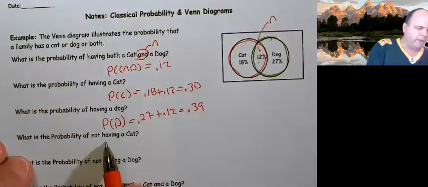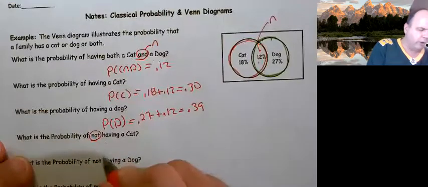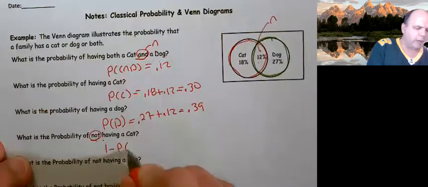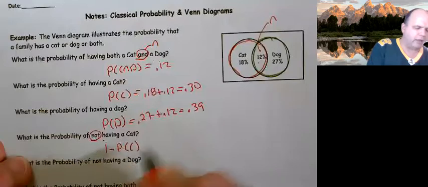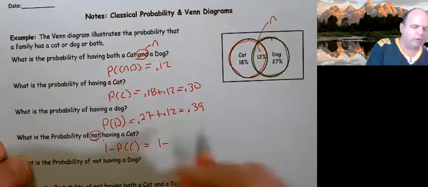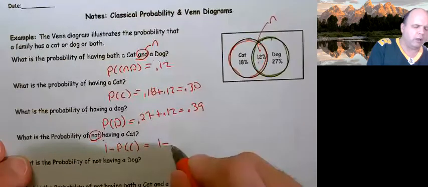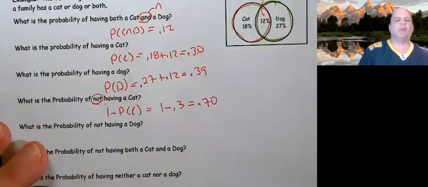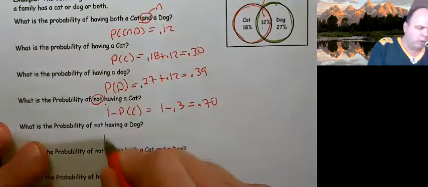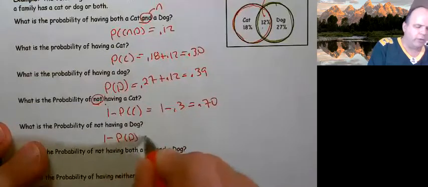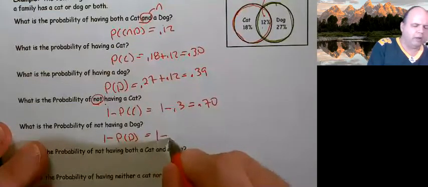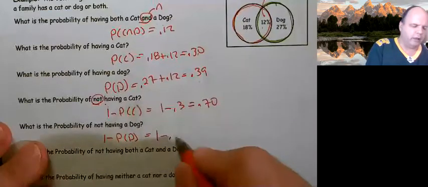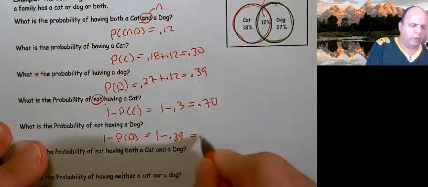What's the probability of not having a cat? So every time I see a not, I know it's a 1 minus. So 1 minus whatever they were talking about. So 1 minus the probability of having a cat. So that equals 1 minus, and we said the probability of a cat was 0.3. So my answer is 0.70. What's the probability of not having a dog? Well, that's 1 minus the probability of whatever they're talking about, which in this case is a dog. So 1 minus the probability of a dog, which we said was 0.39, and that's 0.61.